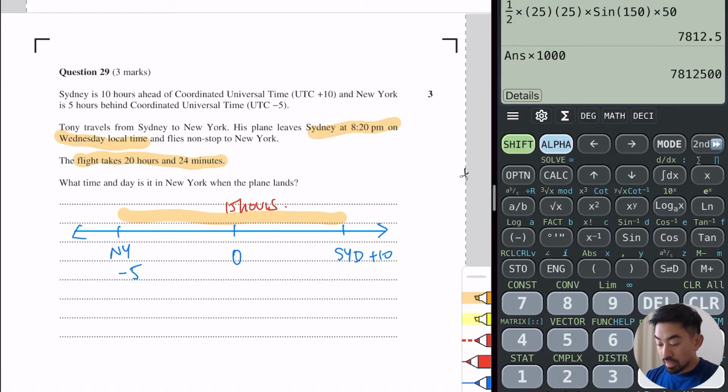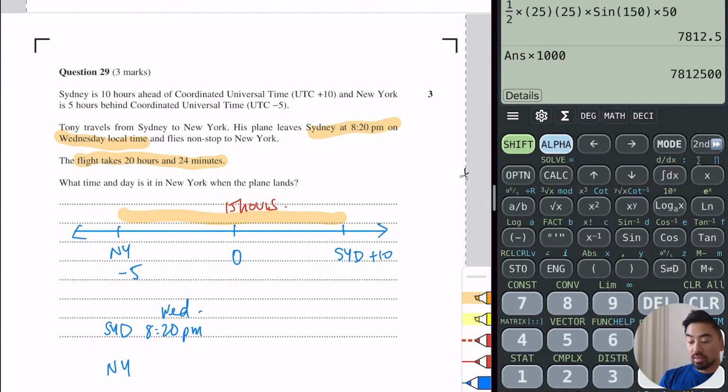Okay, so he's leaving Sydney at 8:20 p.m. on a Wednesday. Now, before I even do anything that relates to the flight time, I actually just want to work out what is the time in New York when it's 8:20 on a Wednesday in Sydney.